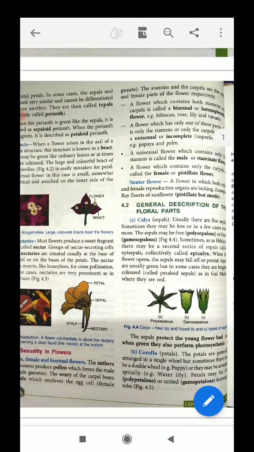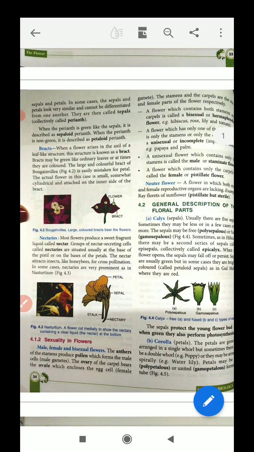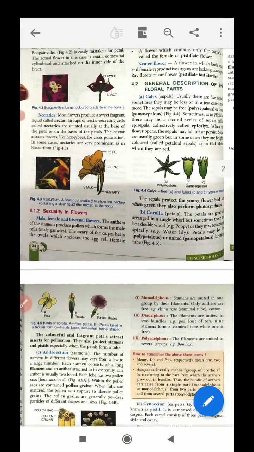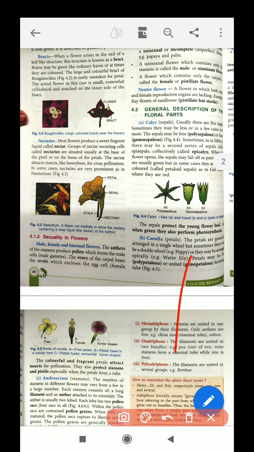If you read, you can understand. Then students, come to sexuality in flowers. Male, female and bisexual, three types are there. The anthers of the stamens produce pollen, which forms the male cells, the male gametes. The ovary of the carpel bears ovules enclosing the egg cell.